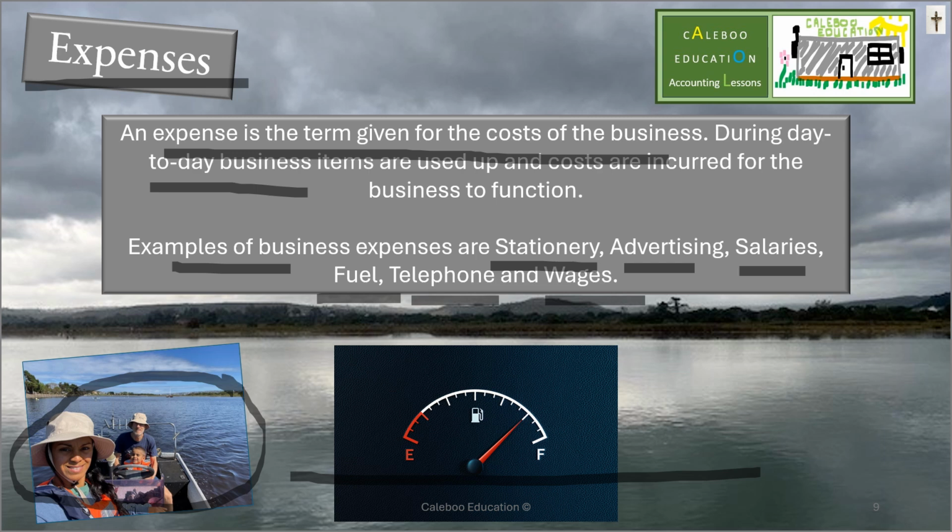There we are on the boat, and I've spent money on fuel to run the boat, but according to the business entity rule, that transaction I took in my own personal capacity. It won't get recorded on the books of the business. That is a personal expense. But any business expense is recorded in the books of the business.